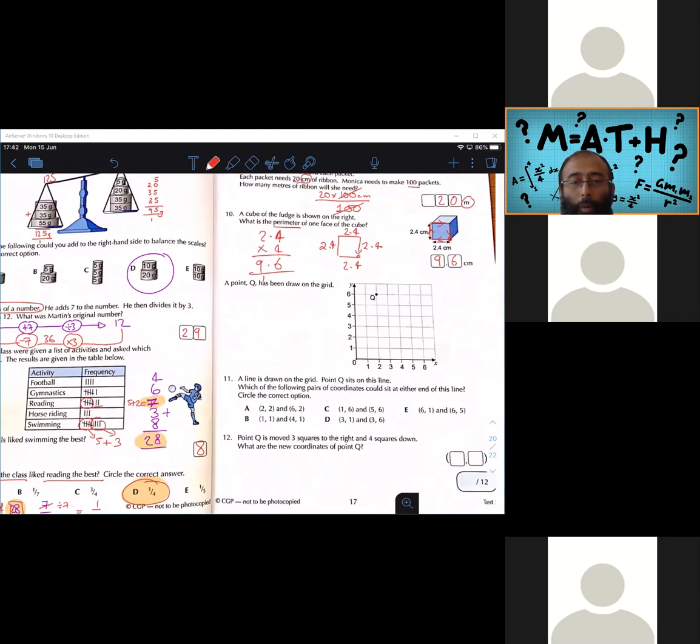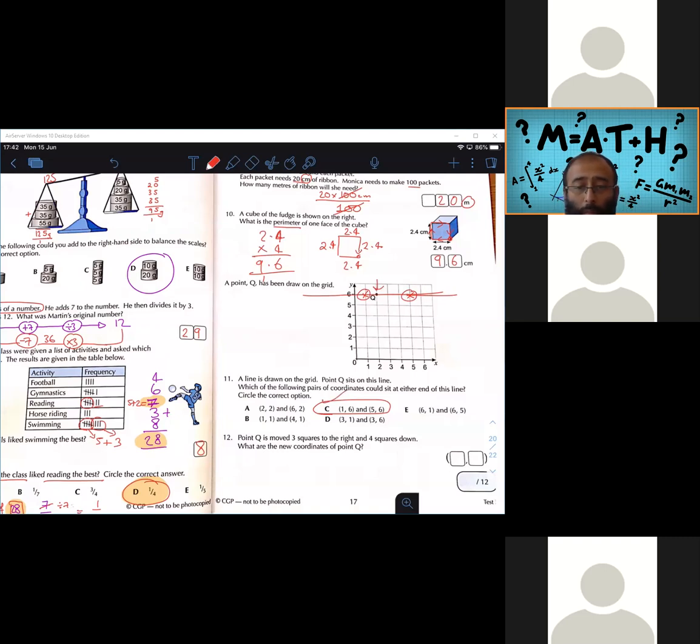Okay, lovely. A point Q has been drawn on the grid. A line is drawn on the grid. Point Q sits on this line. Which of the following pairs of coordinates could sit at either end of this line? Circle the correct option. For question number 11, the option is C. I will draw it for you. 1, 6, 5, 6. So if we were to draw a straight line, there you go. My line's a bit bendy. Okay, but it'll be basically, here's your straight line on there and the Q's on it. And that's why C is the answer.